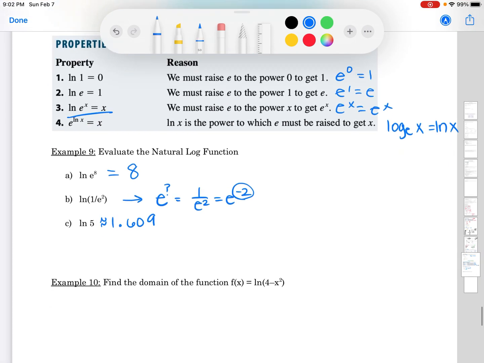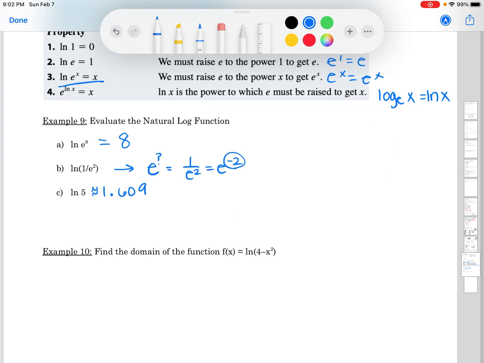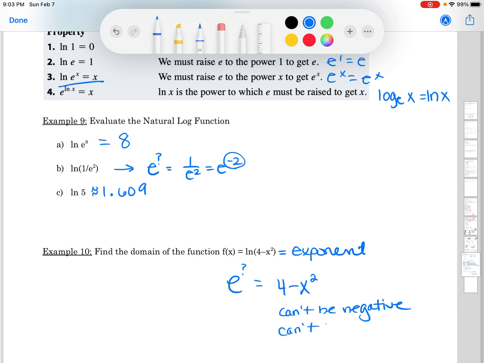And lastly, we want to find the domain of this function, natural log of 4 minus x squared. Now think about this. This is going to equal some exponent, right? So this really means e to some exponent is going to equal 4 minus x squared, if I think about this more exponentially. When I raise e to any power, I'm never going to get anything negative because e is positive to begin with. So this can't be negative. I'm also never going to get 0. So this can't be 0.